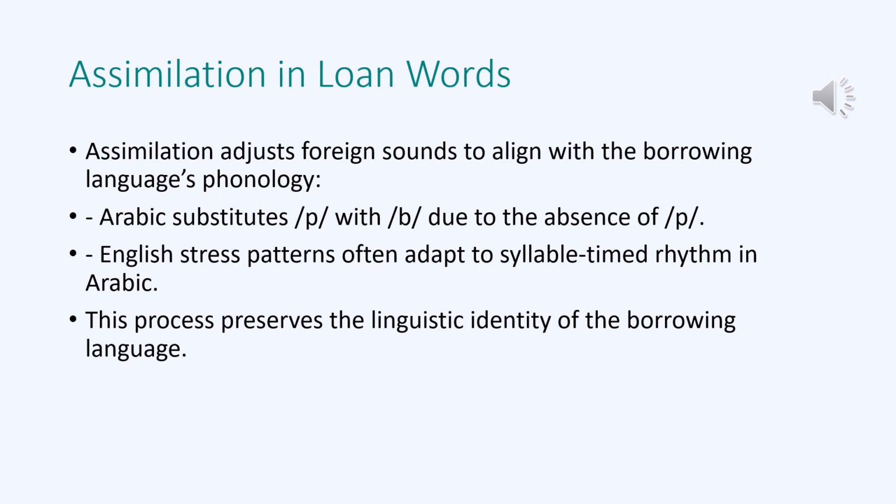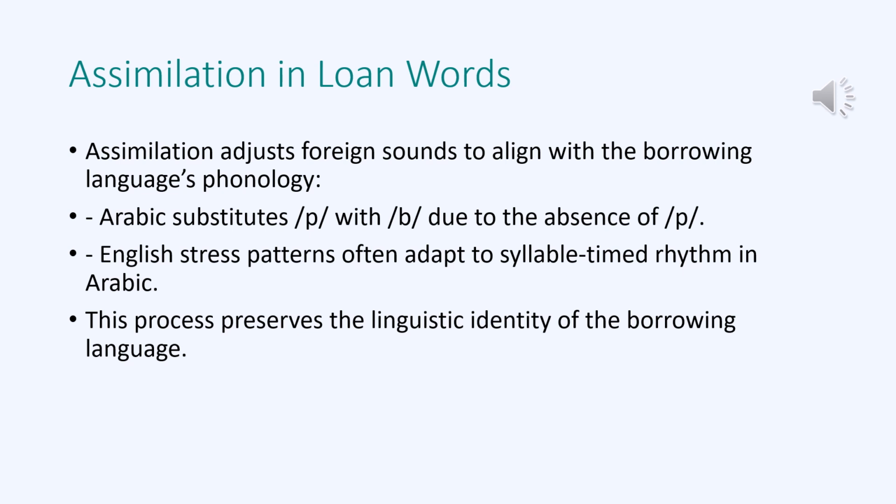The Arabic language doesn't have the p sound. Instead, when Arabic borrows words with p sounds, like pizza, it substitutes the p sound with b, so it becomes bizza. This substitution and others similar to it is not random. It reflects Arabic's phonological structure, where b is the closest alternative to the p sound in that language.